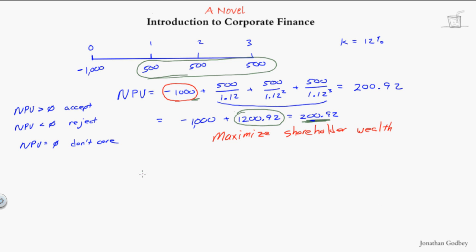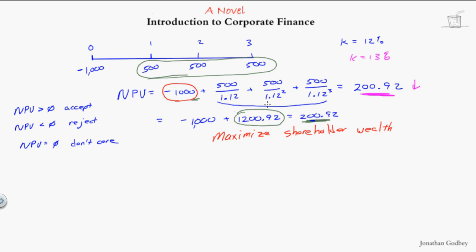Okay, let's think about something else here. If K was given to you at 12%, what if K increases? Right, so what if K were 13%? What would happen to this number? It would go down. I know that because if interest rates go up, the present value goes down. Would I still do the project?